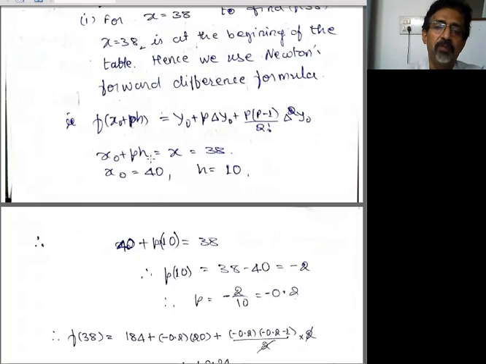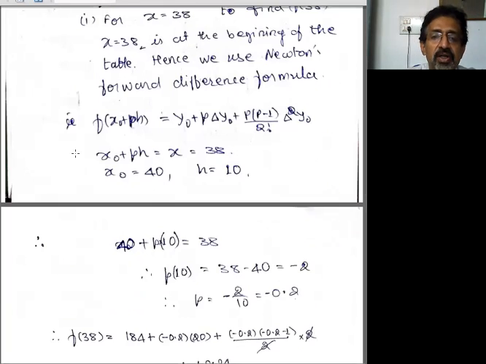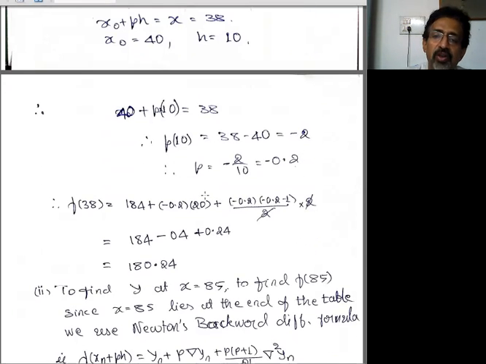I know x naught plus ph is x. That is, x is equal to 38. So x naught plus ph is 38, x naught is 40, h is 10. The common difference here: I consider any two consecutive xi's and find the difference, and that gives me the common difference. So h is 10. Therefore, if I substitute in this equation, 40 plus p times 10 is 38, or p times 10 is 38 minus 40, which is minus 2. So p is minus 2 by 10, or minus 0.2.